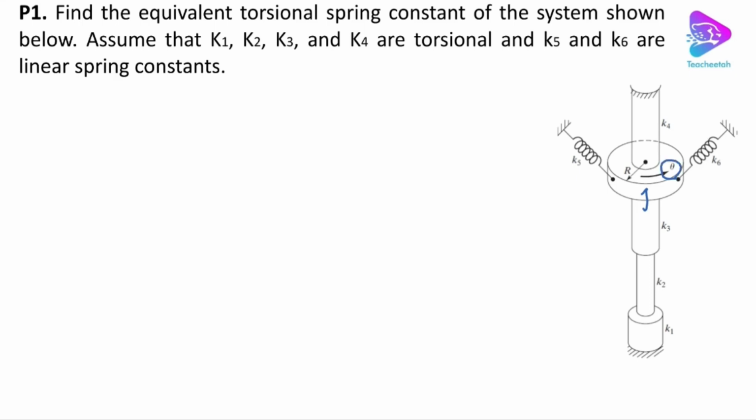So as you see, we have two linear springs. Why linear? Because the torsion, or a small rotation of J or the disk, will make the two springs of K5 and K6 expand and compress.